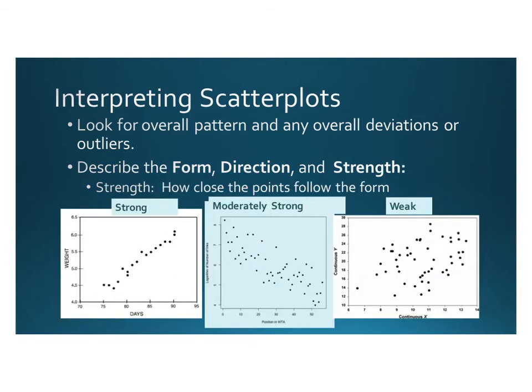Finally, we have a word for strength, meaning how close the points follow the general form. The picture on the left is strong because we can clearly see a distinct linear pattern. The picture in the middle is what we call moderately strong. We can still tell the points follow the general form. They're just more spread out along the line. And then we have our weak one, right? It looks linear, but the strength is relatively weak.